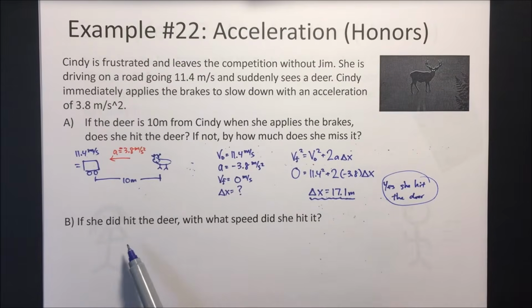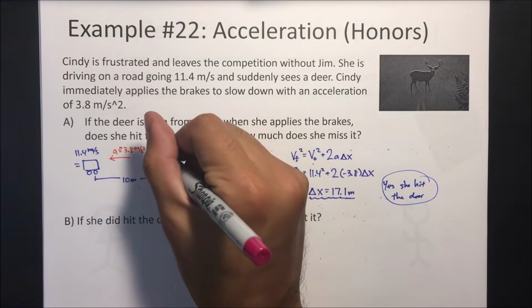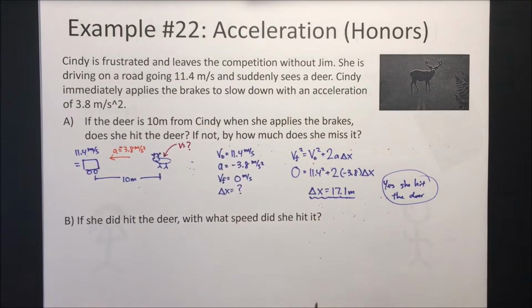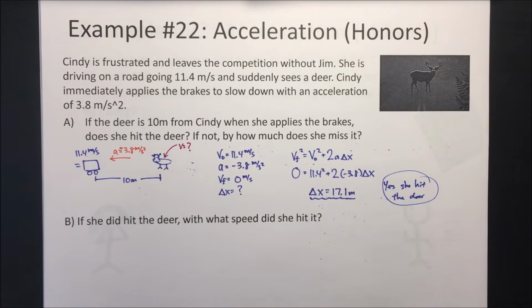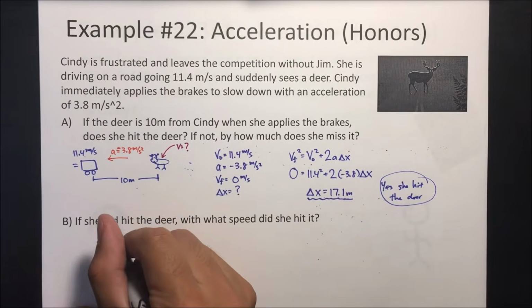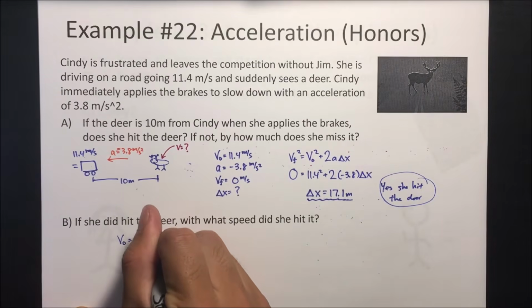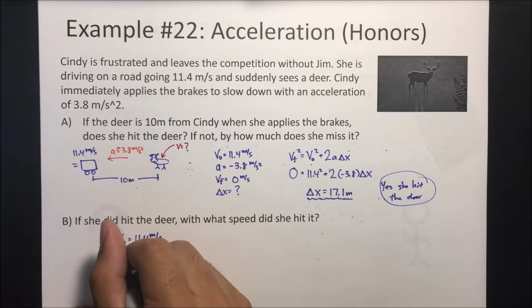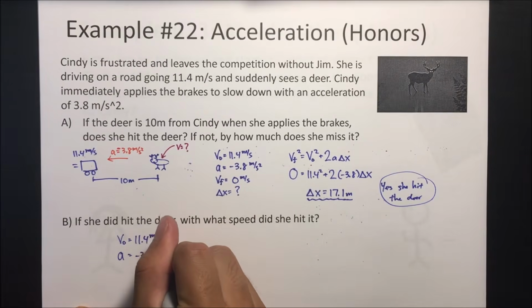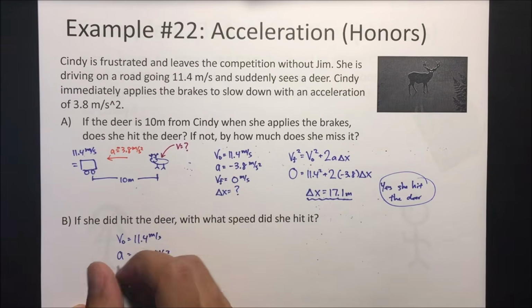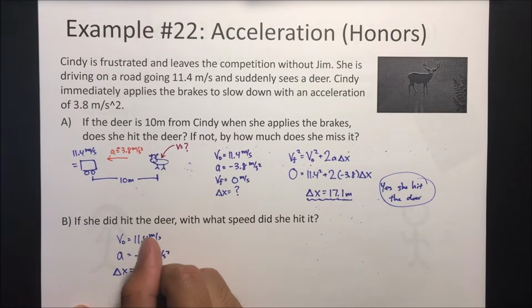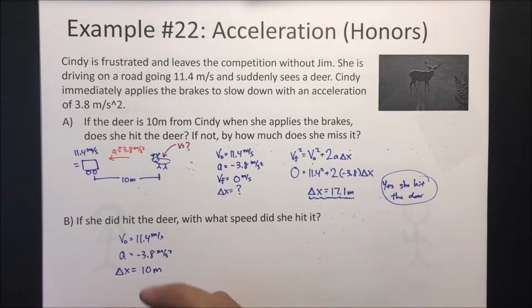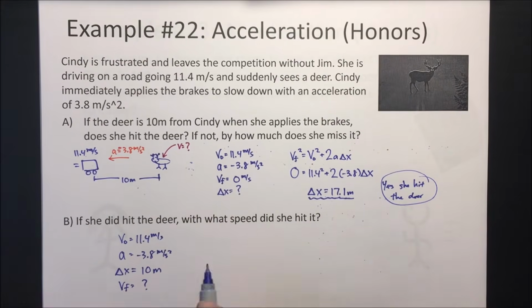Part B is, if she did hit the deer, with what speed did she hit it? Okay, so what we're looking for now is, at 10 meters, how fast was she going? So we want to know what the speed is at this 10 meter mark. What we know is, again, she was moving at the beginning with a speed of 11.4 meters per second. Her acceleration is negative 3.8 meters per second squared. We want to find what her speed is after she has traveled 10 meters. And we want to find what this velocity is at the 10-meter mark.